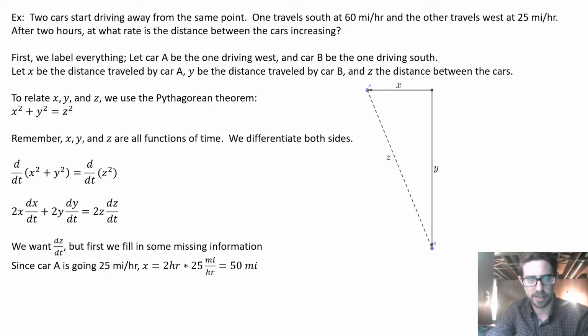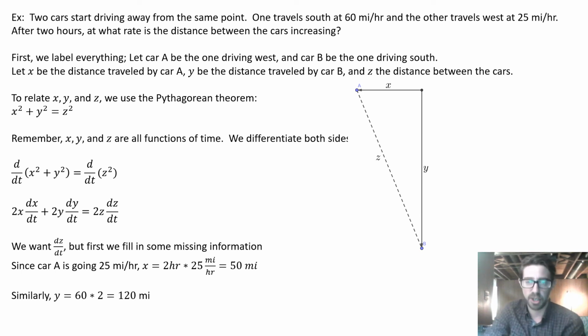So here's how you get x. We were given that car A is going 25 miles an hour. And in particular, the rate in question is happening right when t equals 2 hours. So that's just distance equals rate times time. You're going 25 miles an hour for 2 hours, you just went 50 miles, right? That's easy. You can do that in your head. So x is 50, that leg of that triangle. Same thing with y. If you're going 60 miles an hour for 2 hours, y is 120.